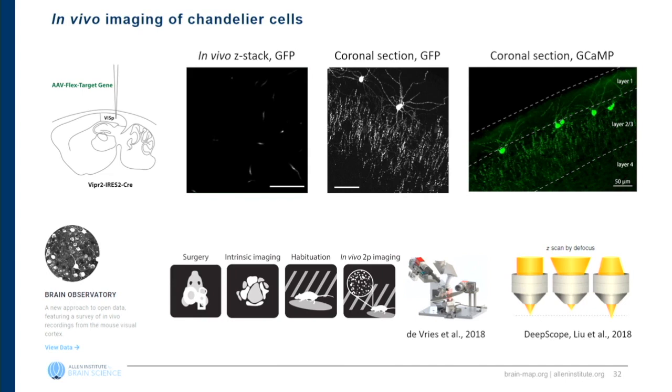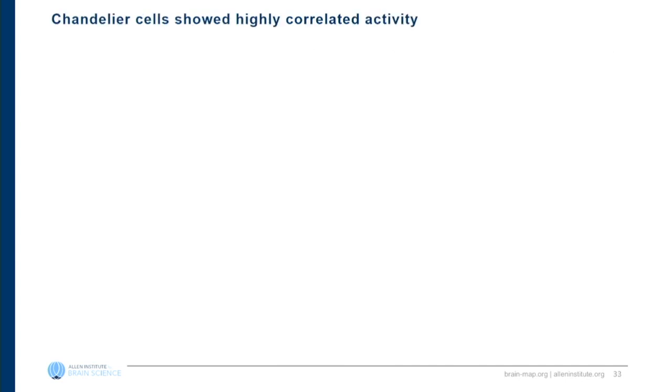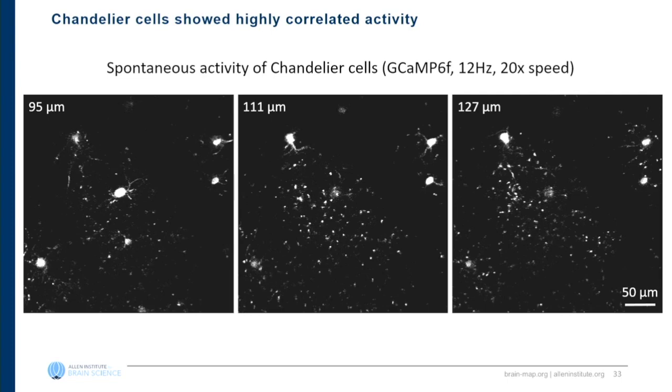Okay, so finally, we have all of our tools together. We put GCaMP6f into the Chandelier cells, and we use volumetric imaging with 3 planes recorded simultaneously, 16 microns apart. And we reached a volume rate of 12 hertz. And this will be, to my knowledge, the very first in vivo recordings of Chandelier cells. So here it goes.